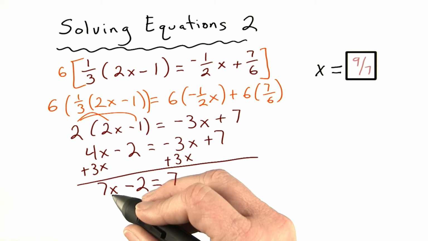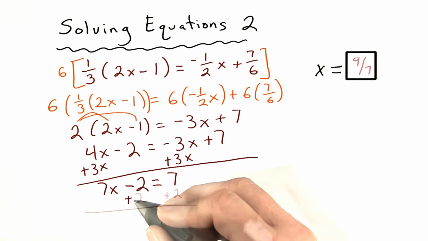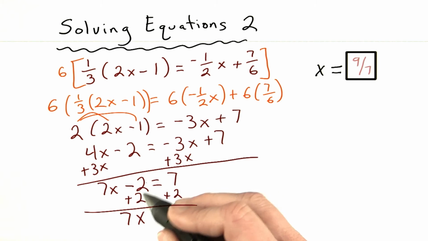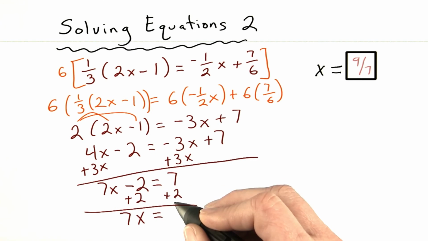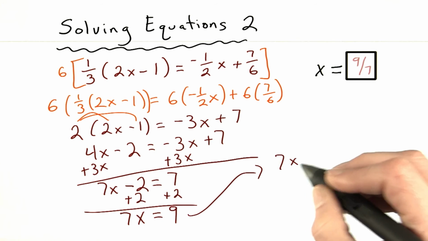Now that I have the variable on one side of the equation, I need to move the constant to the other side of the equation. When I add 2 to both sides of the equation, I get 7x on the left side, negative 2 plus 2 is 0, and I get 7 plus 2, which equals 9, on the right side. So I have 7x equals 9.